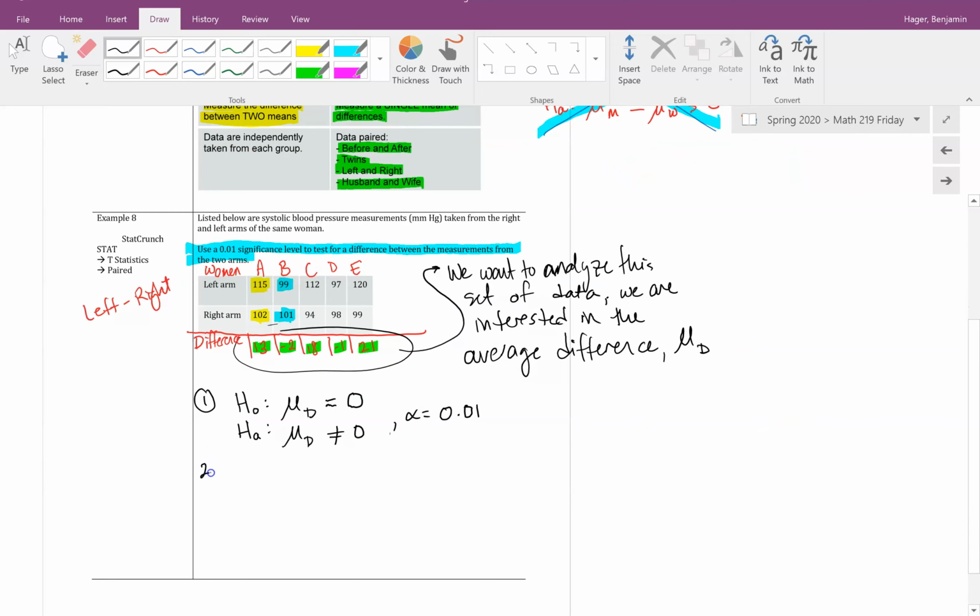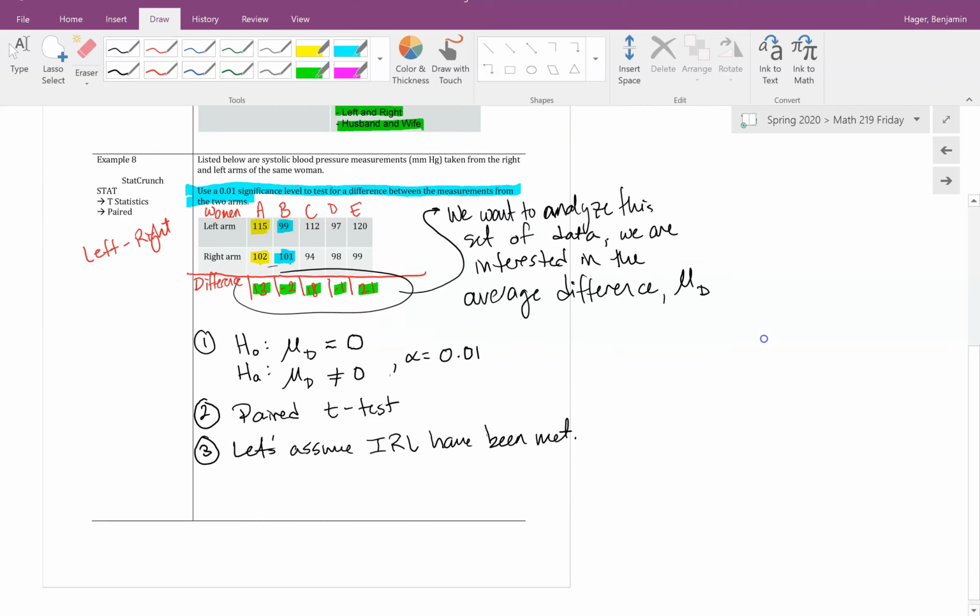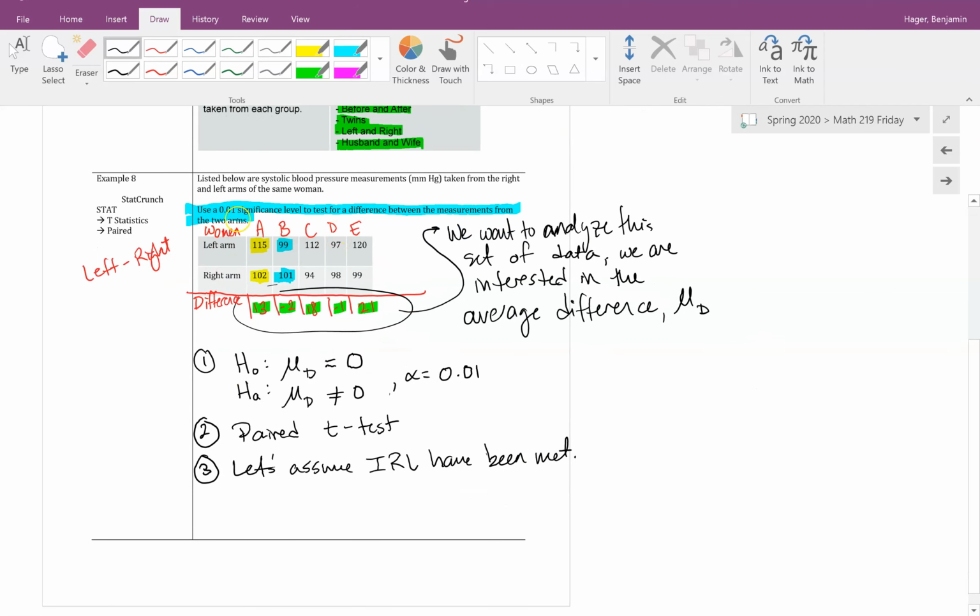Okay. 2, name the procedure. This is a paired t-test. And I'll show you how to do it on StatCrunch. 3, just to save our sanity, let's just pretend and assume that all the conditions were satisfied, even though here we don't have a large enough sample size. I want to get down to the results. So let's just assume it's been met. Okay, it definitely hasn't because of the sample size.